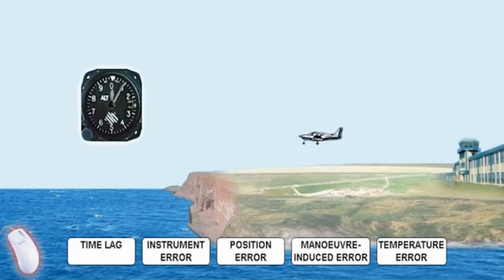With many types of altimeter, the response to change of height is not instantaneous. This causes the altimeter to underread in a climb and overread in a descent. The lag is most noticeable when the change in altitude is rapid and prolonged.